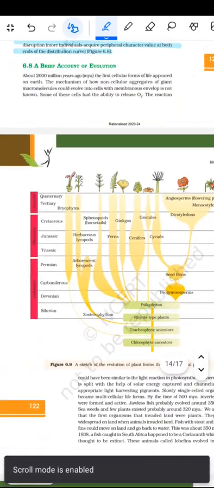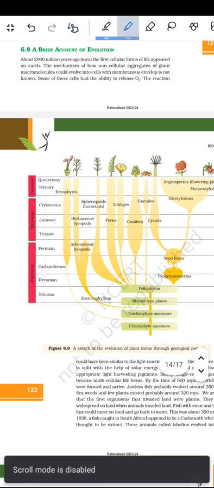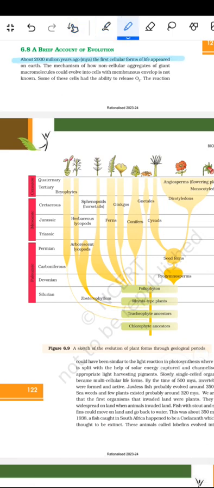Then comes a brief account of evolution. It says about 2000 million years ago the first cellular form of life appeared on the earth. The mechanism of how non-cellular aggregates of giant macromolecules could evolve into cells with a membranous envelope is not known.